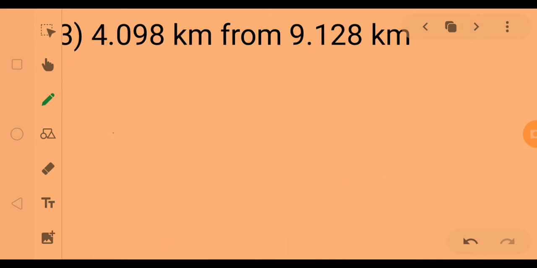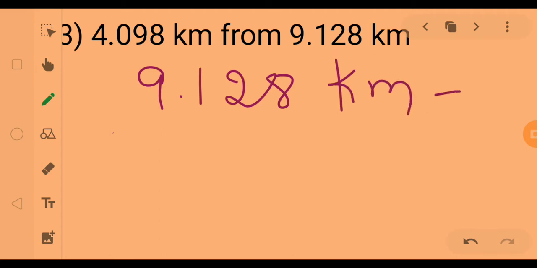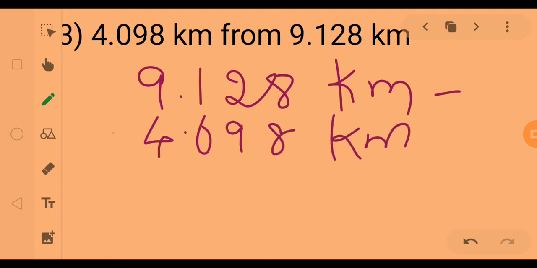Let's move to the next problem. 4.098 kilometer from 9.128 kilometer. So in this problem, 4.098 is taken away from 9.128. So from which number we are taking away, that is the second number. From the second number, we have to write here first, that is 9.128 kilometer minus 4.098 kilometer. Now let us subtract.